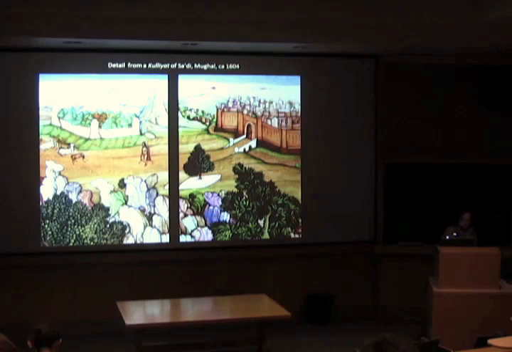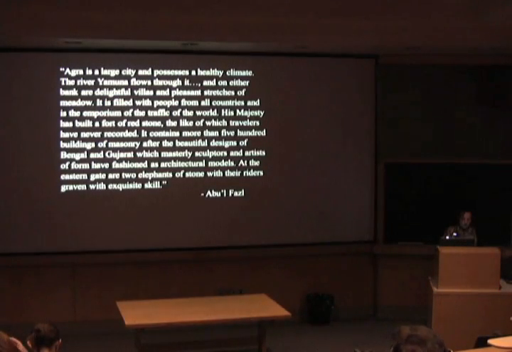And here's what Abul Fazl, the chief historian and close confidant of Akbar, has to say about Agra. Agra is a large city and possesses a healthy climate. The river Yamuna flows through it, and on either bank are delightful villas and pleasant stretches of meadow. It is filled with people from all countries, and it is the emporium of the traffic of the world. His Majesty Akbar has built a fort of red stone, of the like of which travelers have never recorded. It contains more than 500 buildings of masonry, after the beautiful designs of Bengal and Gujarat, which masterly sculptors and artists of form have fashioned as architectural models. At the eastern gate, there are two elephants of stone with their riders graven with exquisite skill.